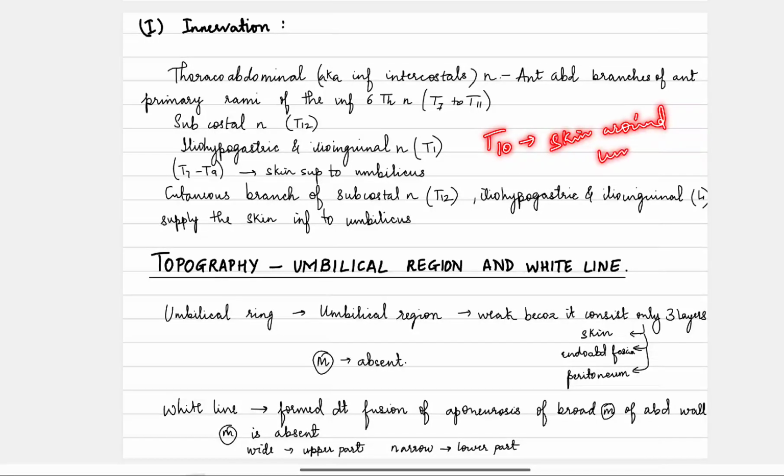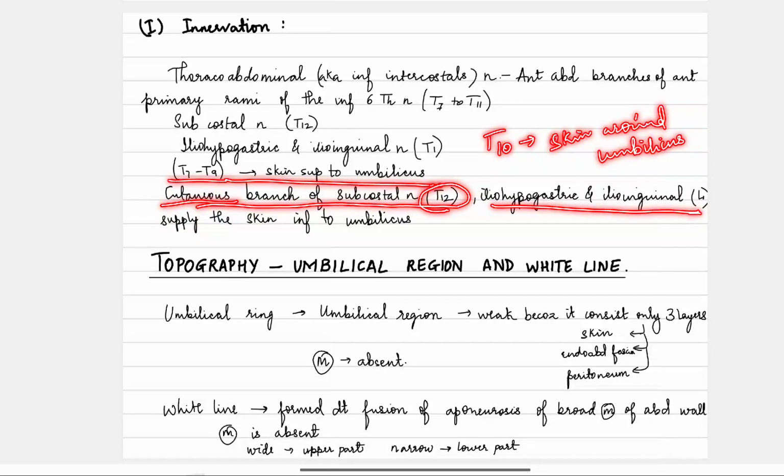Fine. The T7 to T9 skin superior to the umbilicus, as I said. The cutaneous branch of the subcostal nerve T12, iliohypogastric or ilioinguinal L1 supplies the skin inferior to the umbilicus.